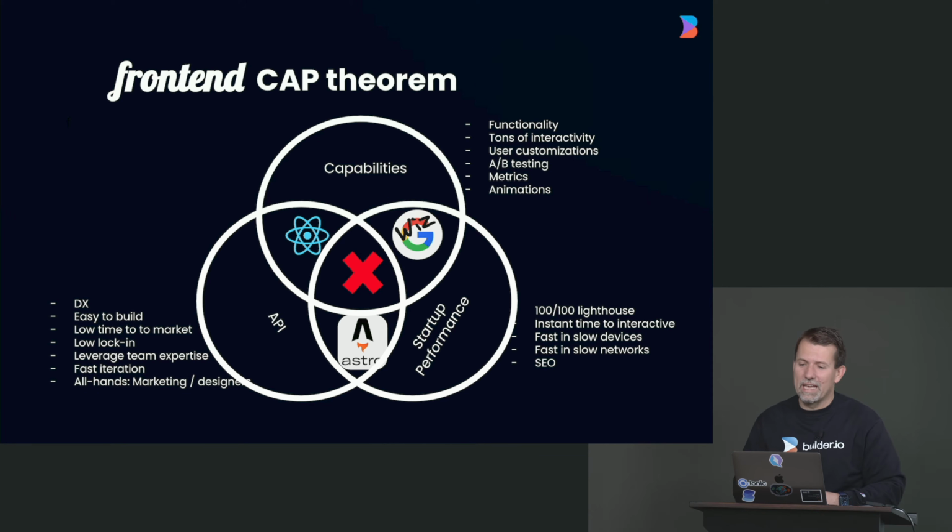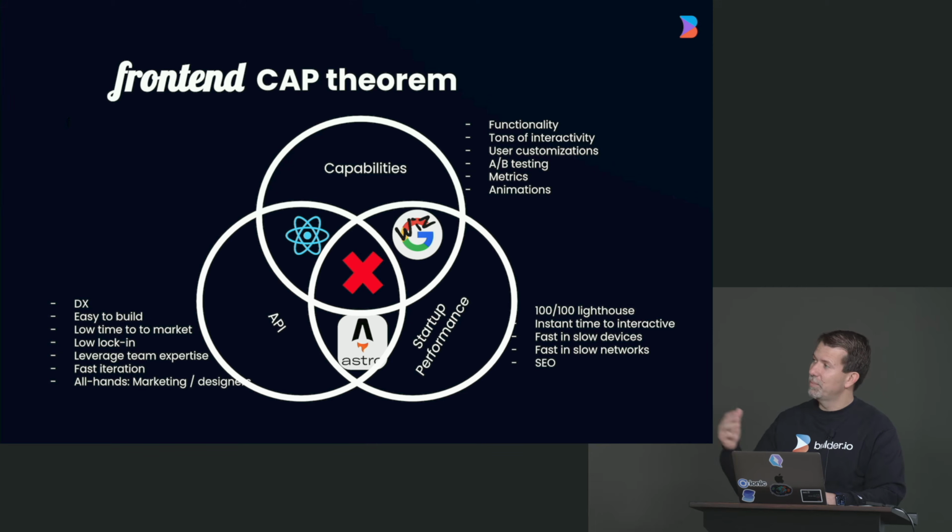As a joke, but I think it points something out: there is a front-end CAP theorem as well. You have all these technologies, and they give you 3 things, but you can only have 2 out of the 3. There are capabilities in terms of what you can build with a particular technology. You can have an awesome DX, and you can have a good startup performance. It turns out you can have 2 out of the 3 right now.